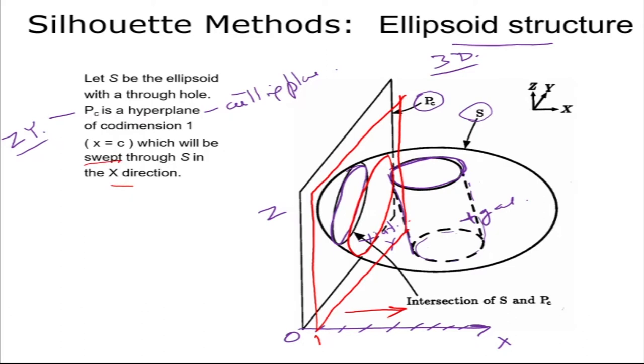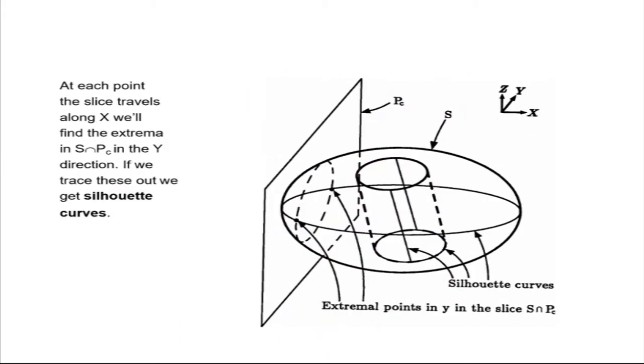And then at every slice, we are going to see where is the boundary of that ellipse. So at each point the slice travels along the x, we will find the extrema points. What are the extrema points? The extrema points are these points. So we are going to get this curve. And what is the extrema point? The extrema point is this point and that point, on the curve. So extremal points in y in the slice is given by this now. So this is my x-axis, y-axis, and that's my z-axis. So I took the slice. What I got is this curve by cutting the ellipse.